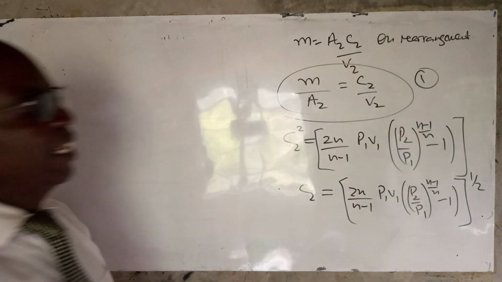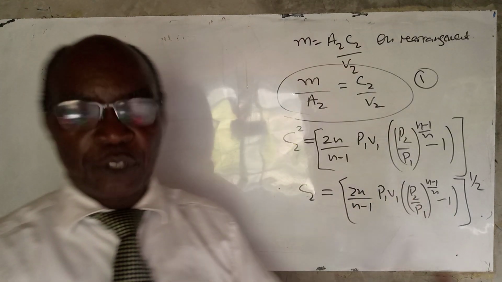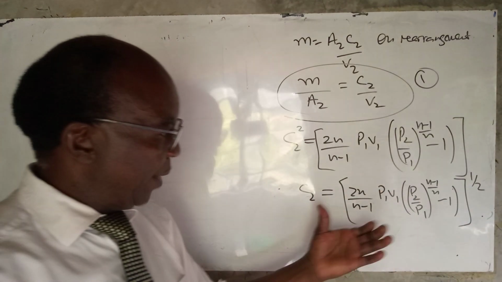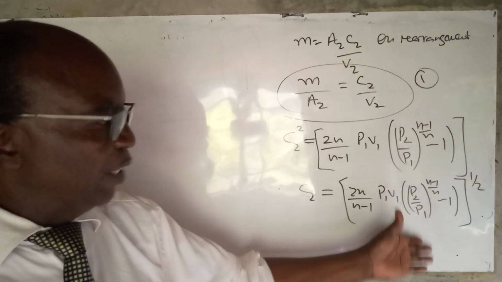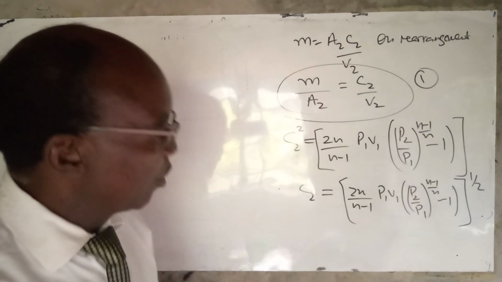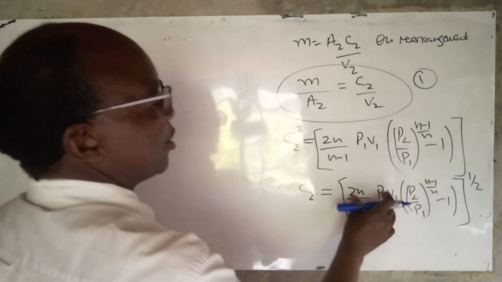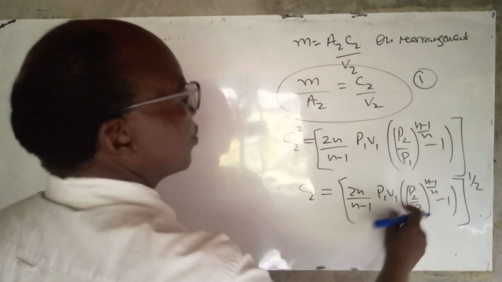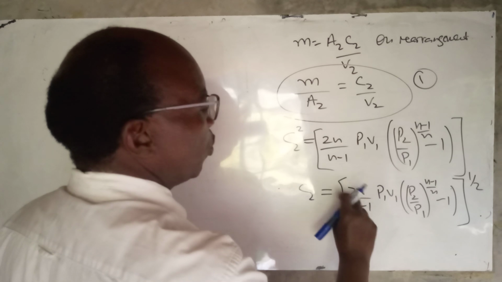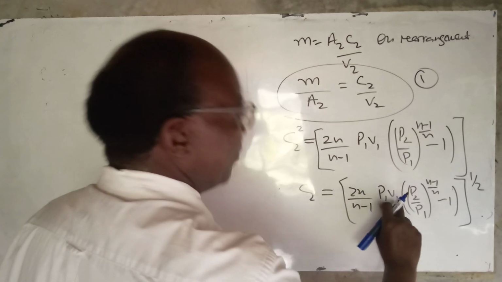And we said that the maximum velocity, for example, in a nozzle is when the pressure is 0. When the final pressure is 0, so P2 is 0, then that expression will vanish, so we'll have minus 1, and of course it will be minus times these quantities which you can remove, so that we say that Cmax would be 2n over 1 minus n P1 V1.